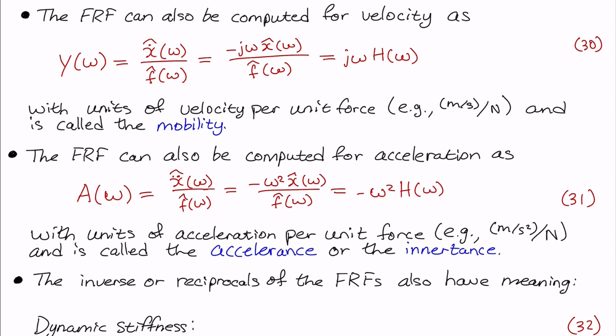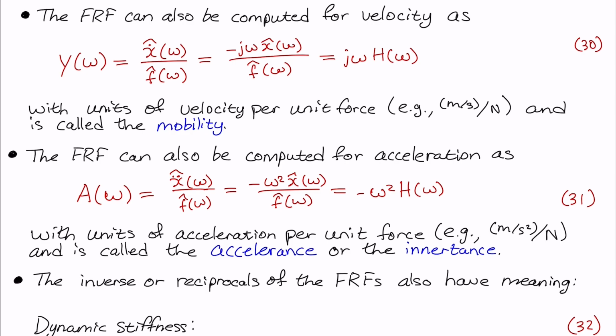Okay, so this big A has units of acceleration per unit force, and just like the mobility, you'll write that as meters per second squared per Newton. And this is called the accelerance, or also sometimes called the inertance as well.